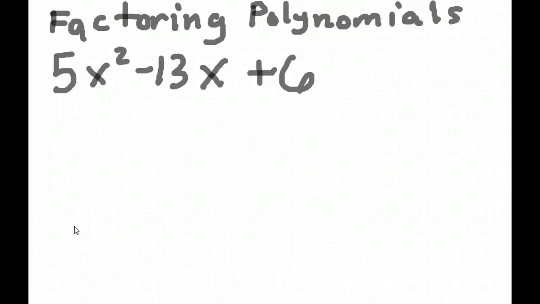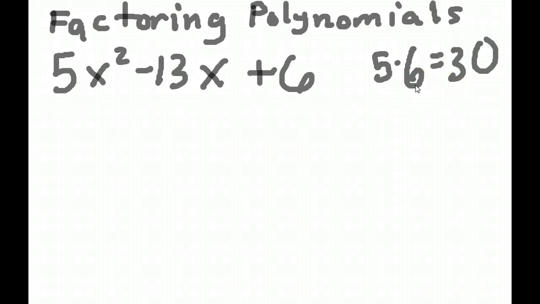This is factoring polynomials when you have a number other than 1 before your first term. So your coefficient is greater than 1. So we have 5x squared minus 13x plus 6. Okay, so when we're factoring this, the first thing we need to do is look at our first coefficient, which is 5, and our last coefficient, which is 6. So then we multiply those together. So 5 times 6 equals 30.